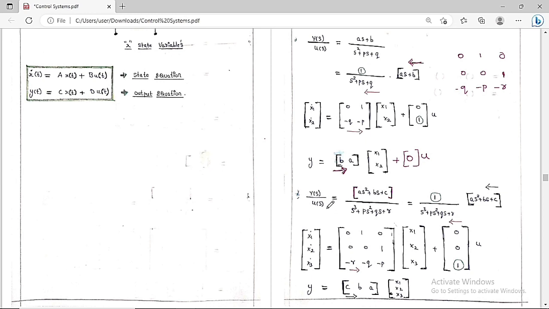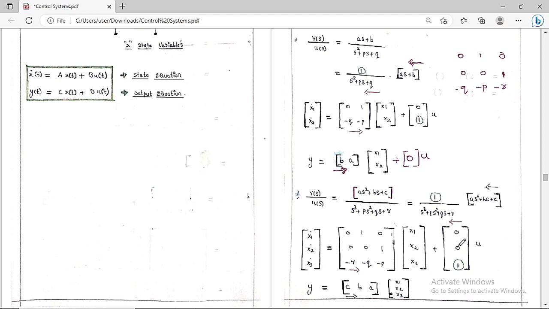Now let's go for another example. Y of s by U of s is equal to as square plus bs plus c by s cube plus ps square plus 2s plus r. So we can write in the same fashion, which is 1 by s cube plus ps square plus 2s plus r into as square plus bs plus c. If you see clearly, I can write in this fashion. The order of the system is equal to 3. The characteristic equation order is 3. So therefore, it will have 3 state variables, x1 dot, x2 dot, x3 dot, x1 x2 x3.